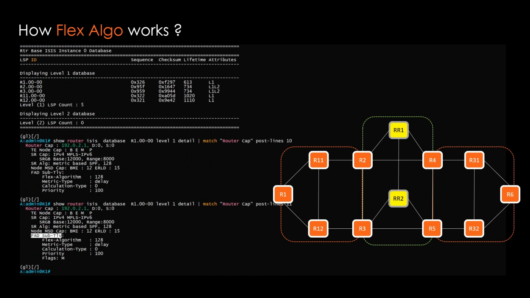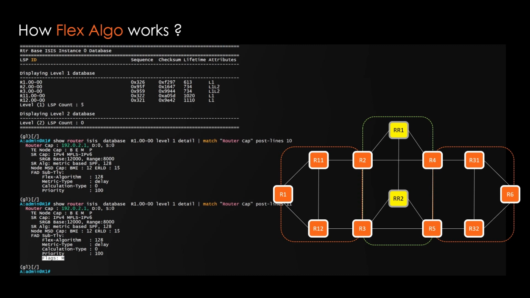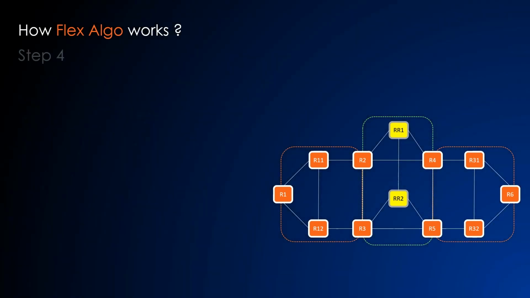So with this Flex Algo TLV FAD, Flex Algo 128, the type of metric being used is delay, calculation type 0, and the priority is 100, with the flag, the prefix metric, defined. When set, it indicates that the Flex Algo prefix metric sub-TLV must be advertised with the prefix. Now this is with respect to R1.